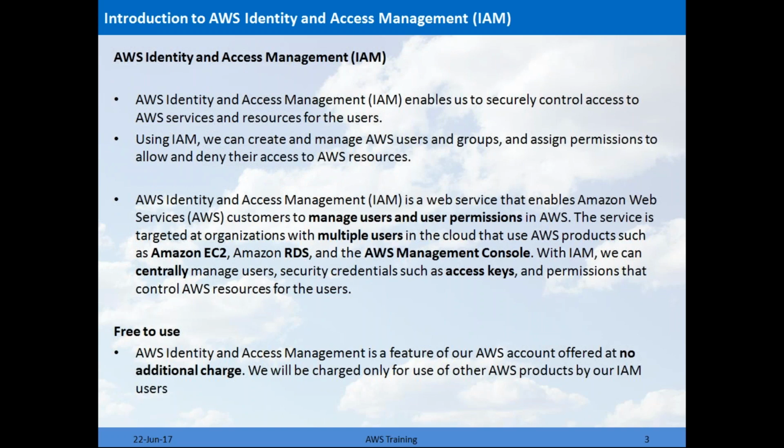So this identity and access management enables us to securely control access to AWS services. That is, IAM controls the access to AWS resources. AWS resources are nothing but the AWS services, whatever the services that are there, like almost 56 services, right? So the total services will be secured by means of IAM.